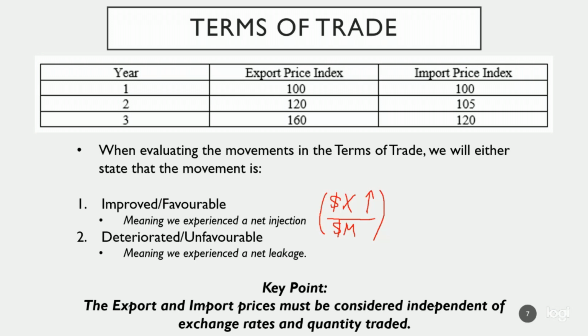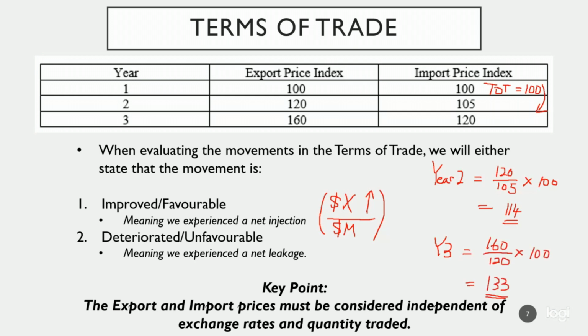So in this example here, if we're measuring the terms of trade from year 1 to year 2, we can calculate the terms of trade in year 1, which is simply going to be 100. And then we can use the formula to calculate the terms of trade in year 2. And so because the terms of trade is higher than it was in the previous year, we can conclude that there has been a favorable movement, indicating that we are receiving a higher price for exports relative to the price we pay for imports. And you can do the same for year 3.